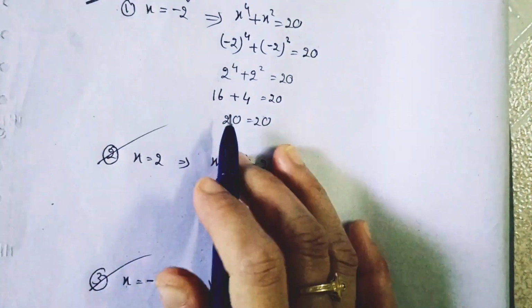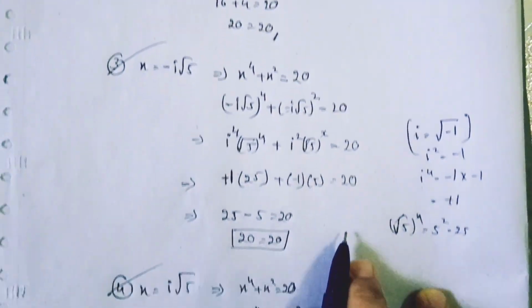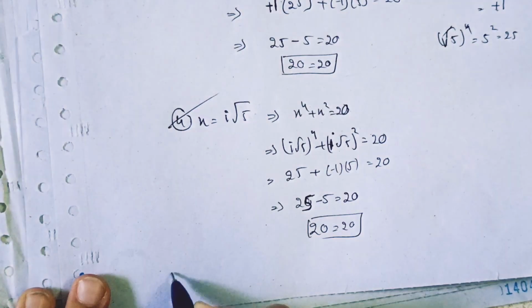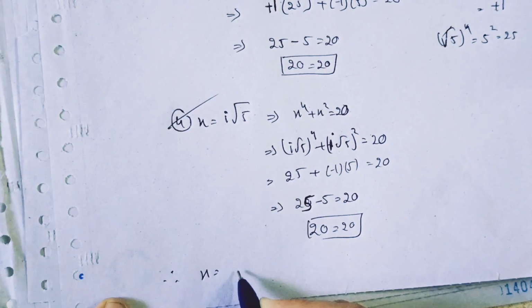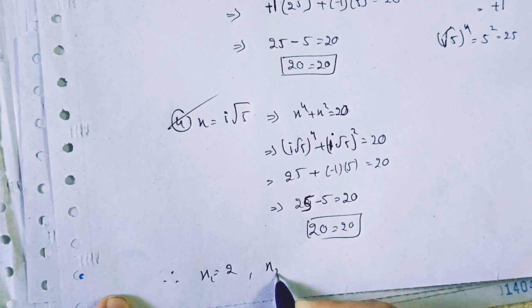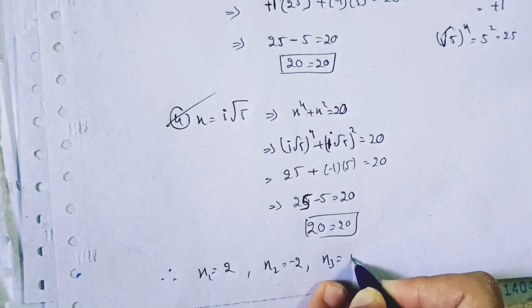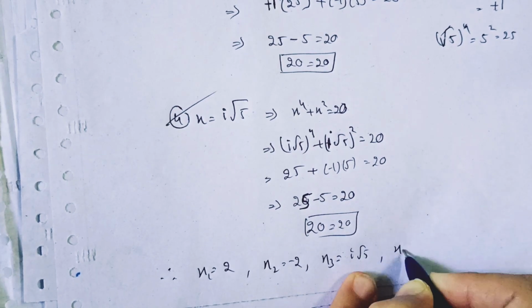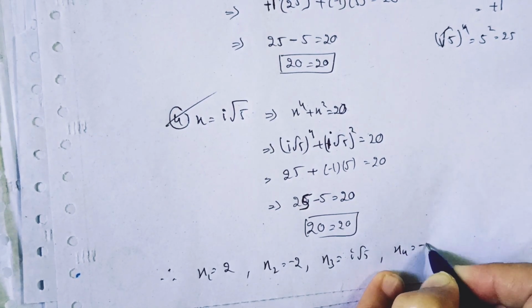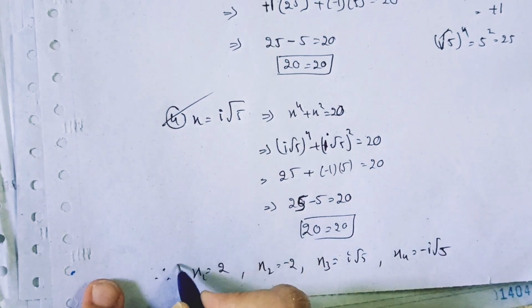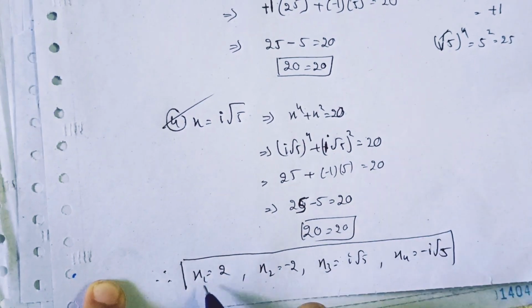So these four values are correct for this equation. Therefore x1 equal to 2, x2 equal to minus 2, x3 equal to i root 5 and x4 equal to minus i root 5 are the values of x.